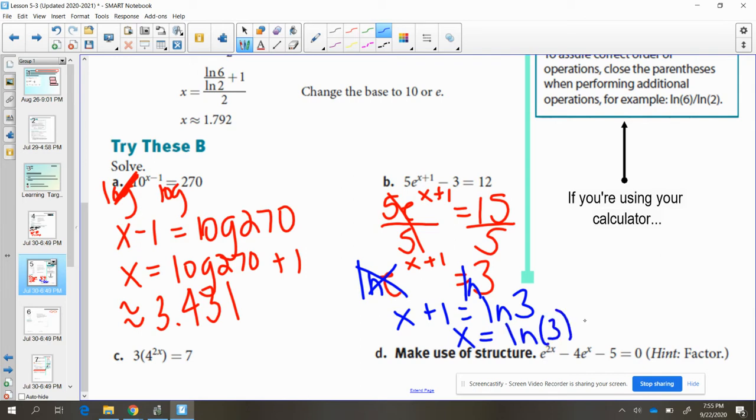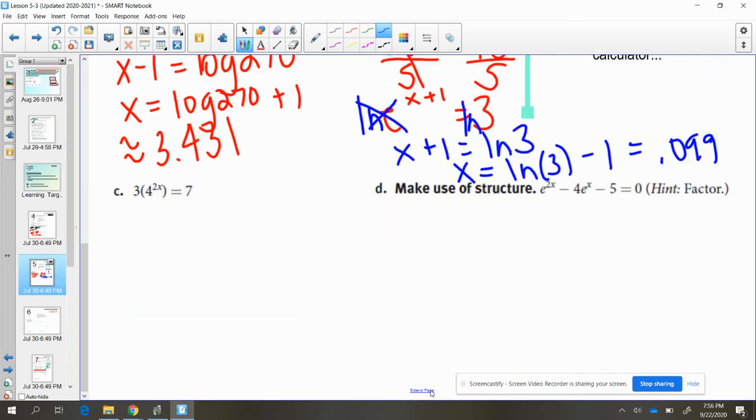Again, be very careful to close your parentheses in the calculator. And the natural log of 3 minus 1, you should get approximately 0.099. Okay.